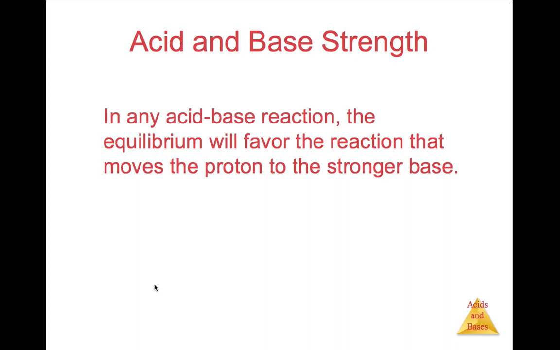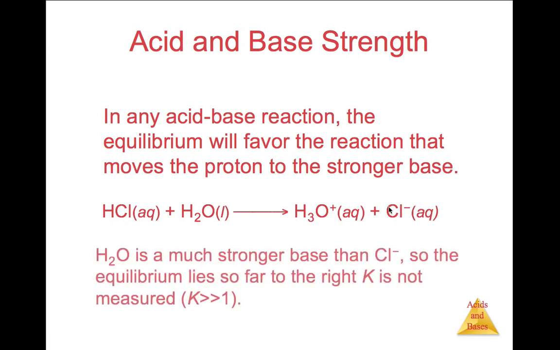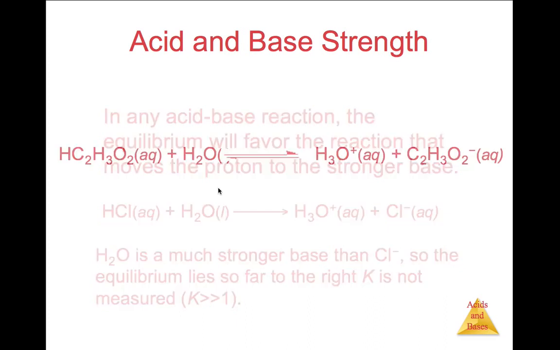Well, in any acid or base reaction, the equilibrium will favor the reaction that moves the proton to the stronger base. And you can see here, HCl, a strong acid, will readily give up its hydrogen to H2O to form H3O+, and the conjugate base, Cl-. H2O is a much stronger base than Cl-, so the equilibrium lies far to the right. K is way, way bigger than 1. It's on the order of 1,000 or so because there's tons of product and very, very, very little reactant.